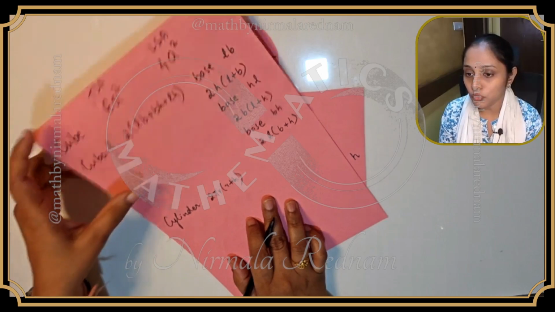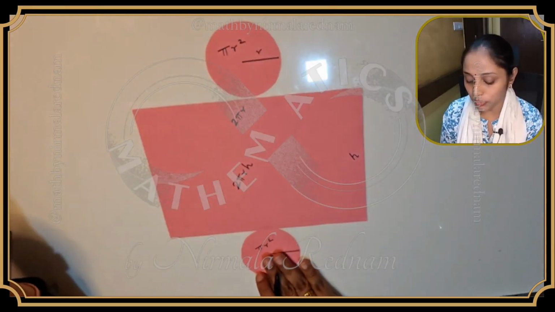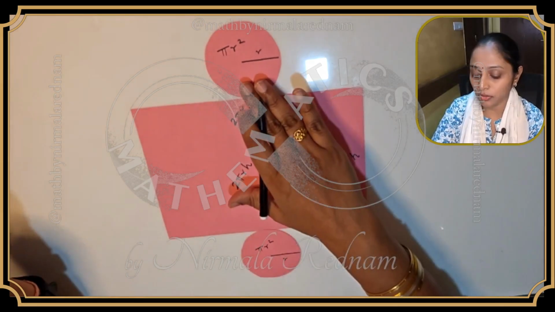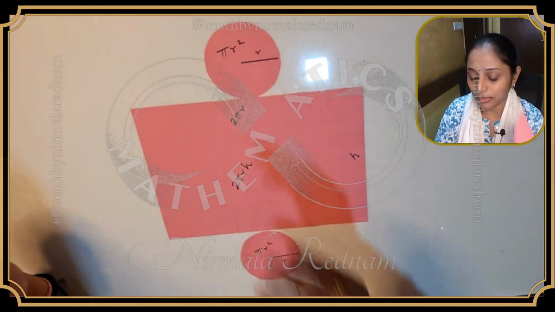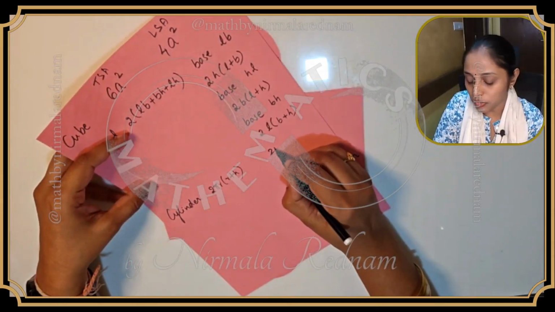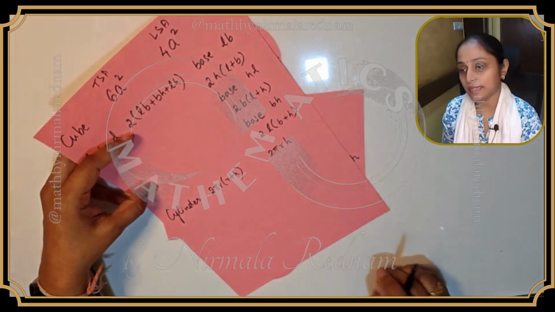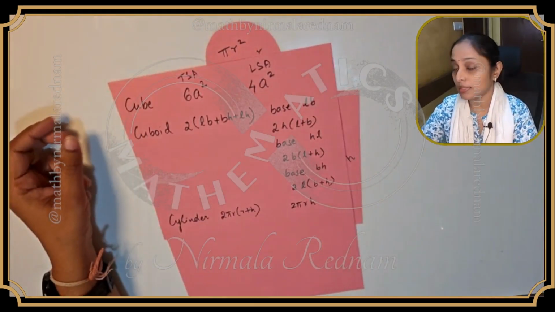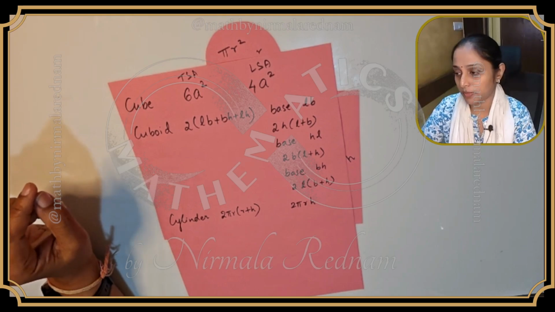When it comes to lateral surface area, I'm going to disregard the base and the top, which will give me 2 pi r h. So these are the formulae for the surface areas of these three solid shapes.